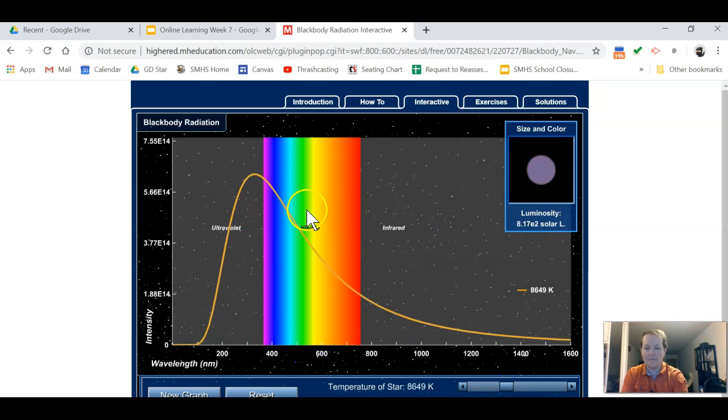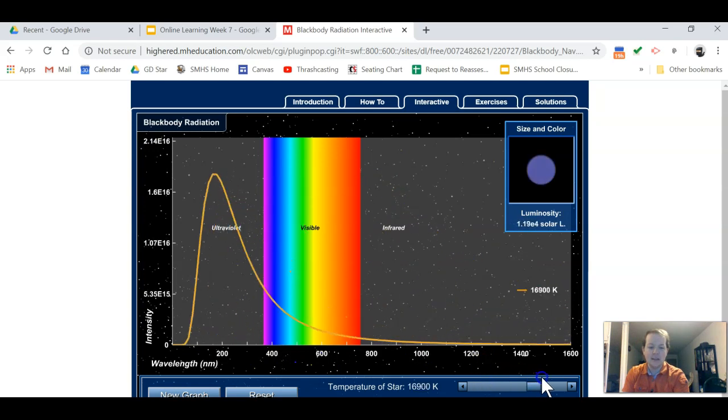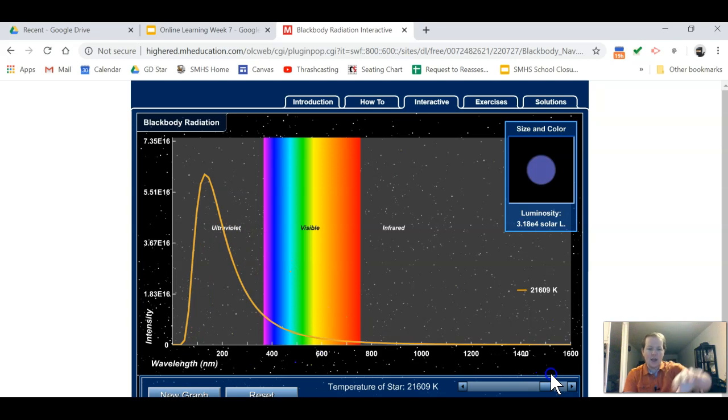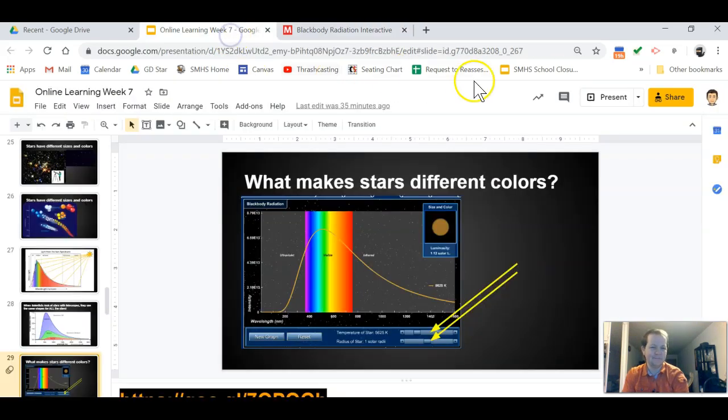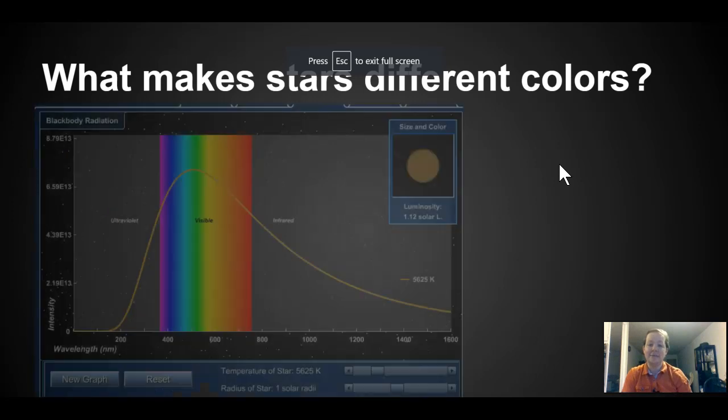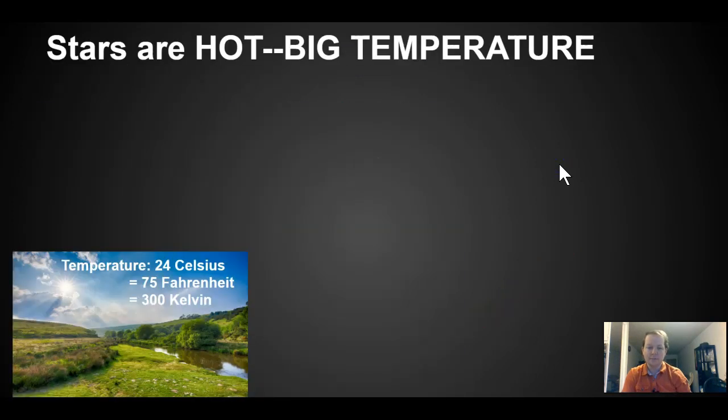Look at the graph. The graph is changing also. If the graph is way over here, that's making it blue. If the graph is way over here, that's making it orange. Interesting. So you can have different colors.